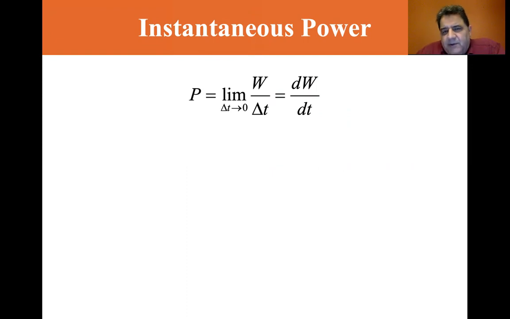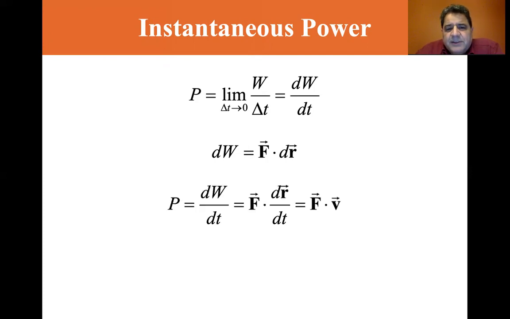So dW/dt. dW is equal to F dot dr. The work is equal to F times R. So dW is equal to F dot dr. And so power is equal to dW over dt, which is the force times dr/dt, equals the force times the velocity. And velocity is dr/dt.